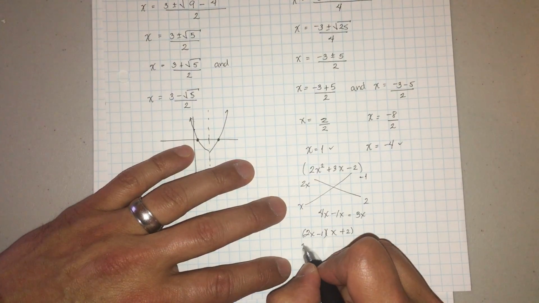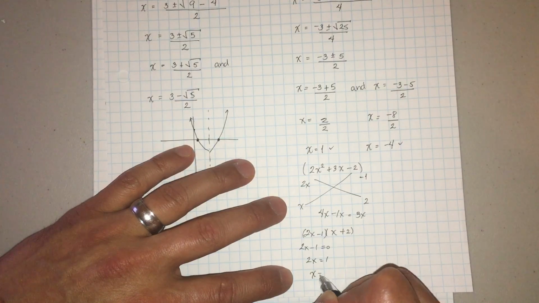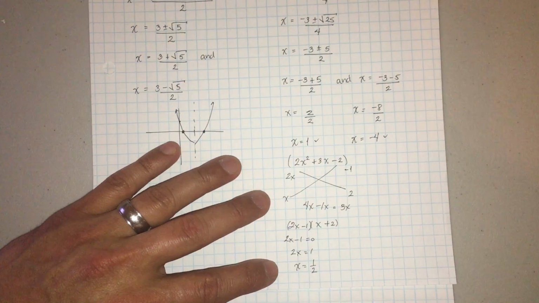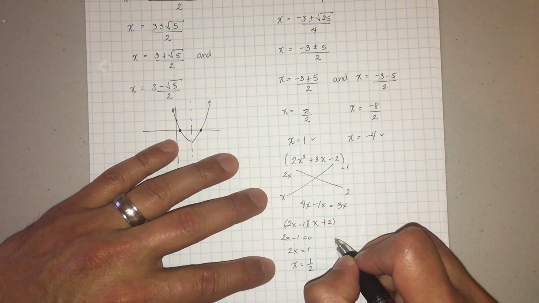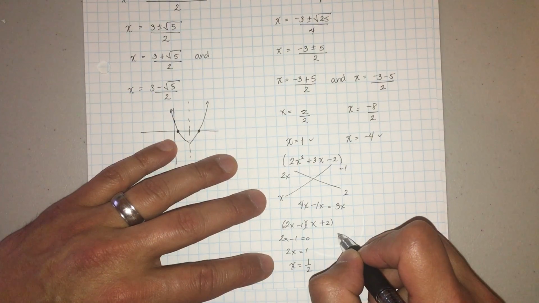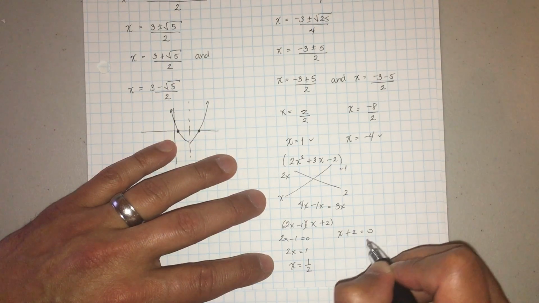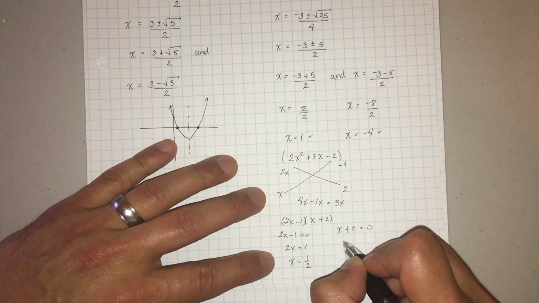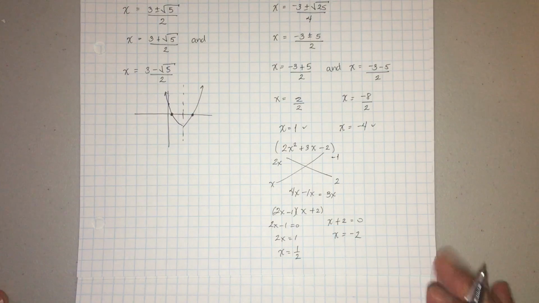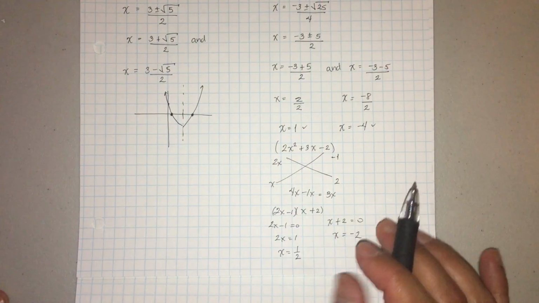So then we go ahead and solve it. Set them equal to 0. So 2x is equal to 1. So that means x is equal to 1/2. You see that? And the other one is x plus 2 equals to 0. So x is equal to negative 2. Okay. So that's 4 minus 1. Okay.